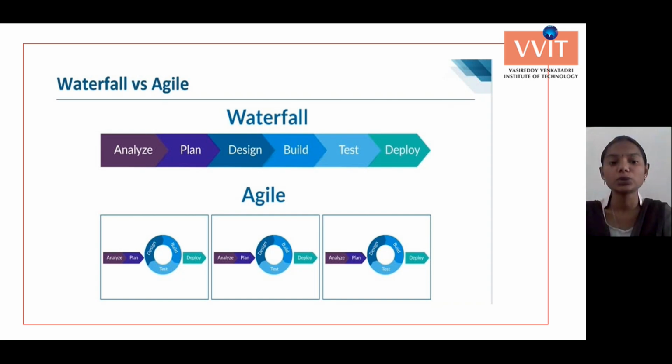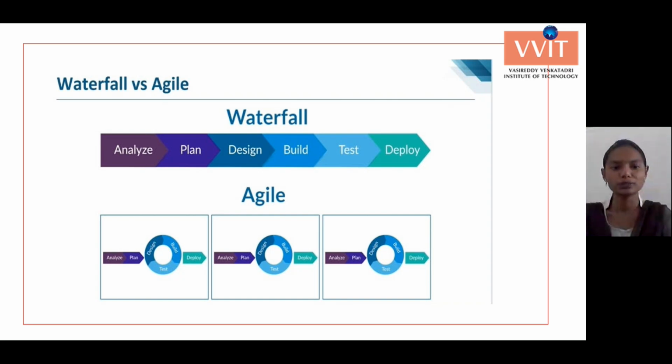For that, they are using 2 models. The operations team uses waterfall and the development team uses agile. It is not easy to use both at a time. So they thought of developing a new approach. We all think that DevOps is a technology, but it is not a technology. It is a methodology. They thought of using a combination of both, that is the DevOps methodology.